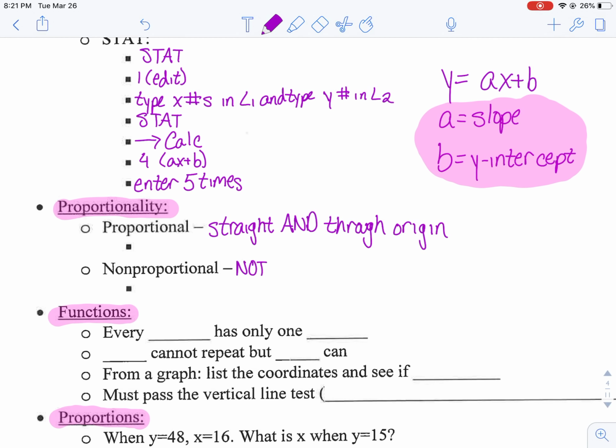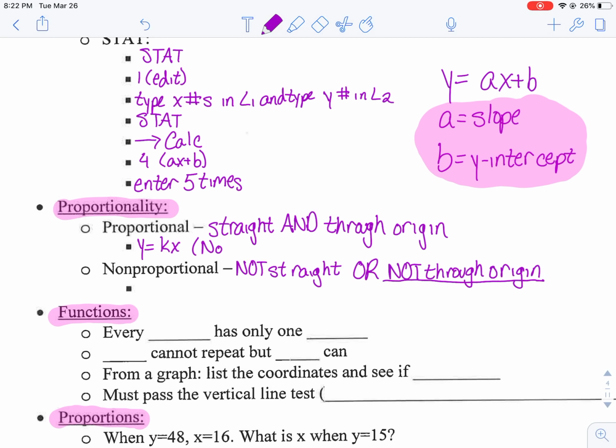Non-proportional lines are either not straight or they're not through the origin. And that is the most common type of non-proportional that they're going to give me, is something that is not through the origin. So when I'm looking at proportional equations, my formula is going to look something like y equals kx. There's going to be no add-on to that equation.